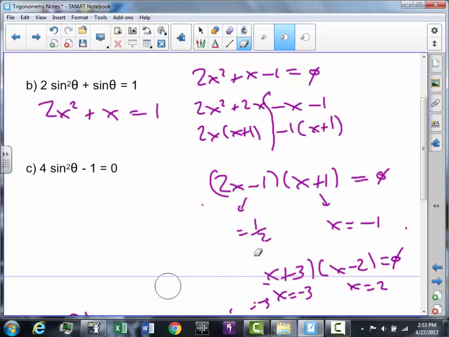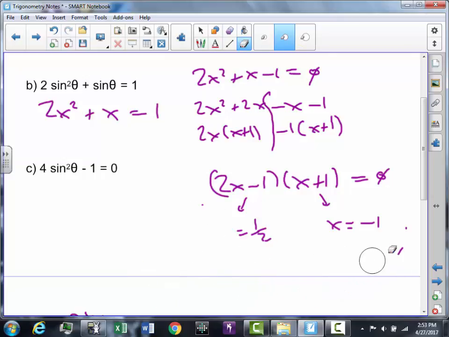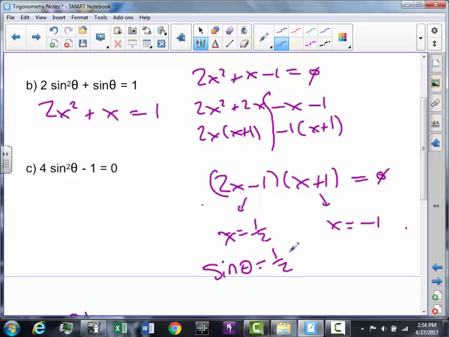Okay, so back to this spot here then. Are we all okay with x being 1/2 and negative 1? Okay, but here's the thing. This wasn't x, this was sine theta. So all I do is I just change this out and I say, well, now I need where sine theta equals 1/2, and I need where sine theta equals negative 1. That's all.